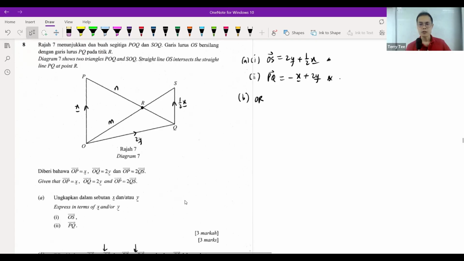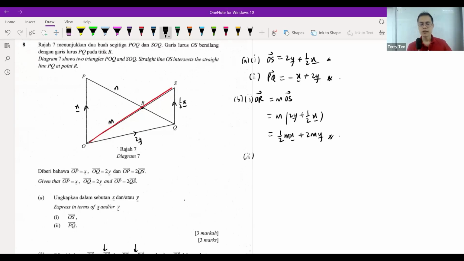So the first version of OR, this is B Roman 1, in terms of M. So we can just go direct. OR is M times of OS. And I already know vector OS from the first part. So I just sub inside 2Y plus half X. Maybe we can arrange it, put the X in front. So it's half MX plus 2MY. Okay, so this is B Roman 1.